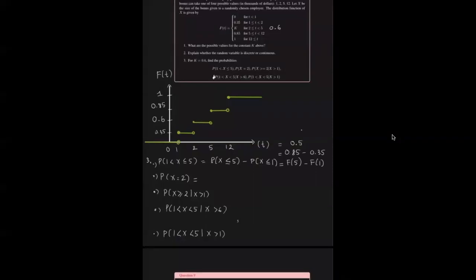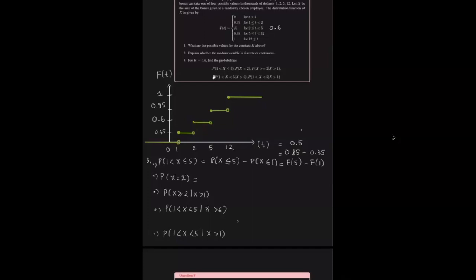Probability x equal to 2. Probability that x equals something is just how much you jump at 2. You jump from 0.35 to 0.6. So the gap between them is equal to the probability x equal to 2.